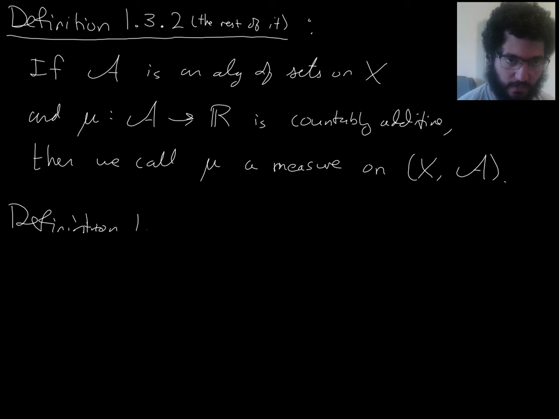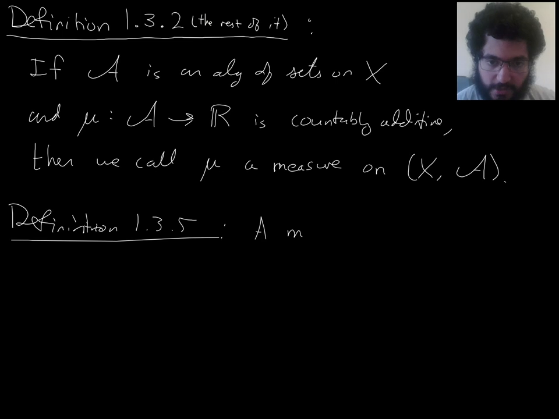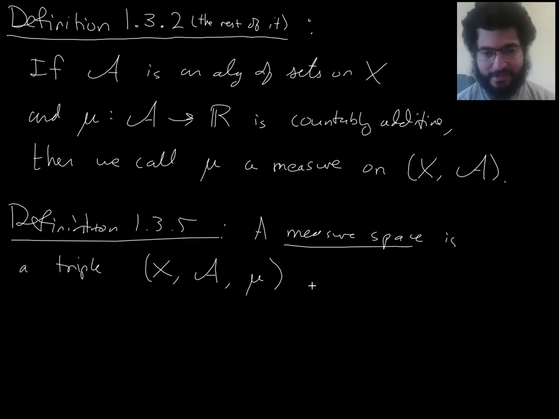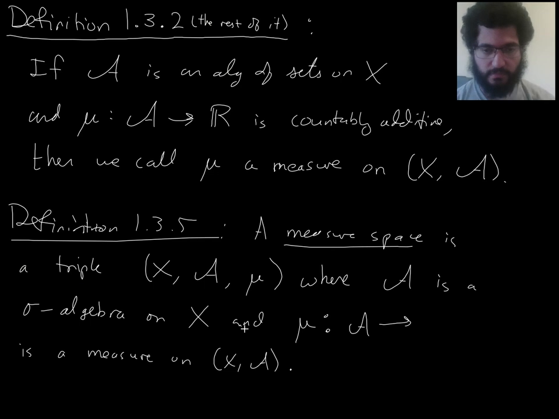But definition 135, a measure space is going to be a triple. So a set with two bits of structure: a set X, a sigma algebra, and a measure. So a measure space is a triple where you've got a set, you've got a sigma algebra on that set, and mu is a measure on that measurable space.